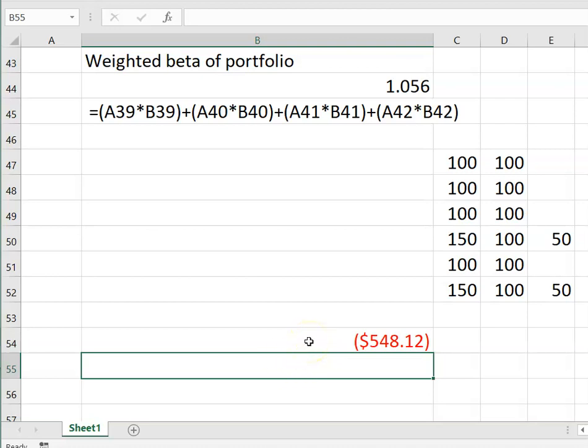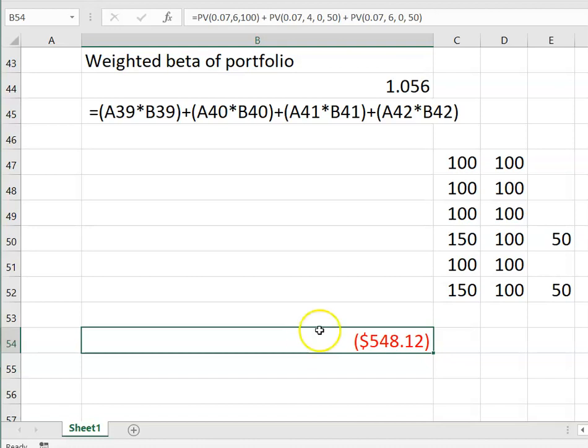Again, eyeball it to see if it makes sense to you. If this came out to be $5,000, you're clearly off. If it came out to be $50 or $100, you're clearly off. $500 kind of makes sense.